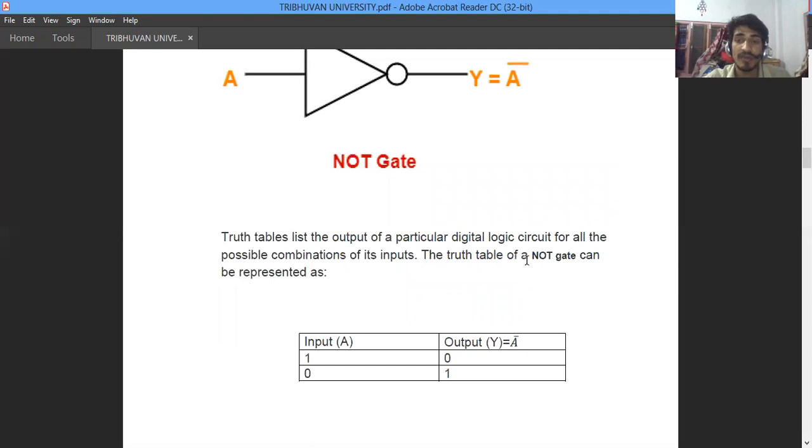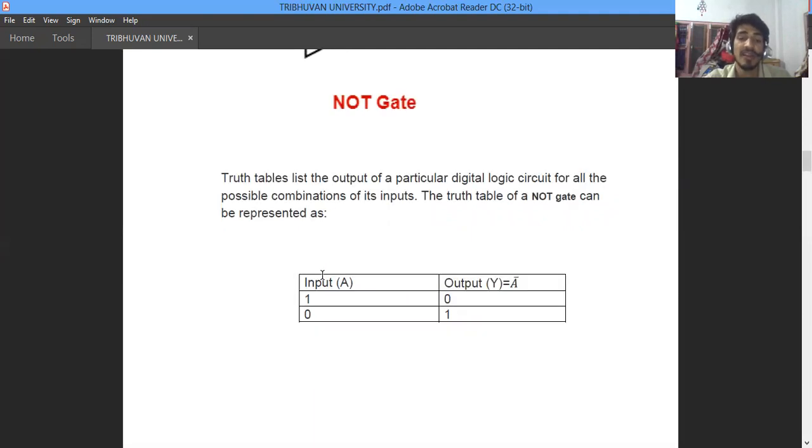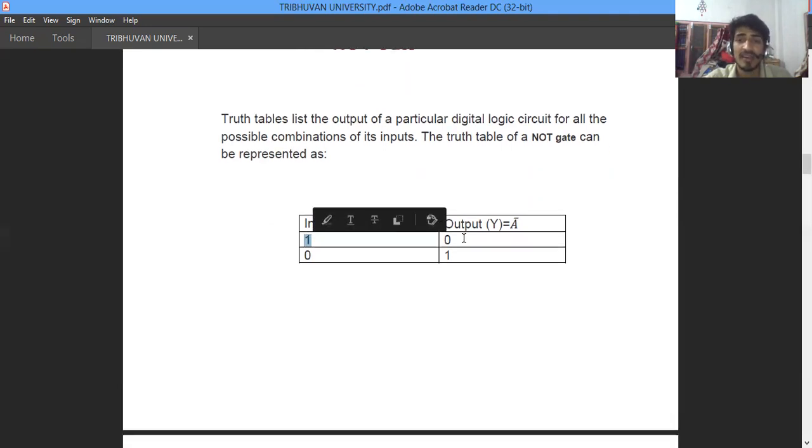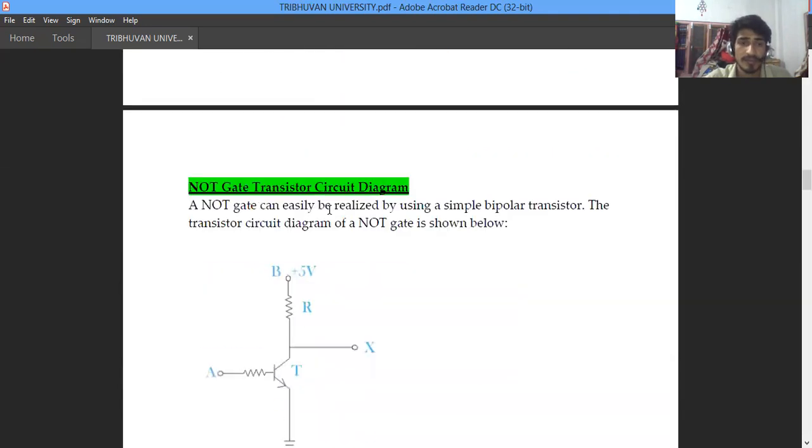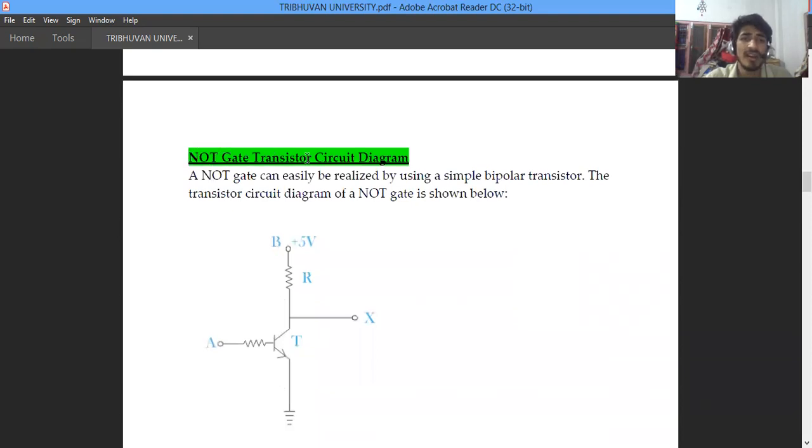The truth table for a NOT gate can be represented in this way. This is the input. If the input is 1, the corresponding output is 0. This is our truth table. It means it just inverts the input to give the output. The output is just the complement of the input. And this is the NOT gate transistor circuit diagram.